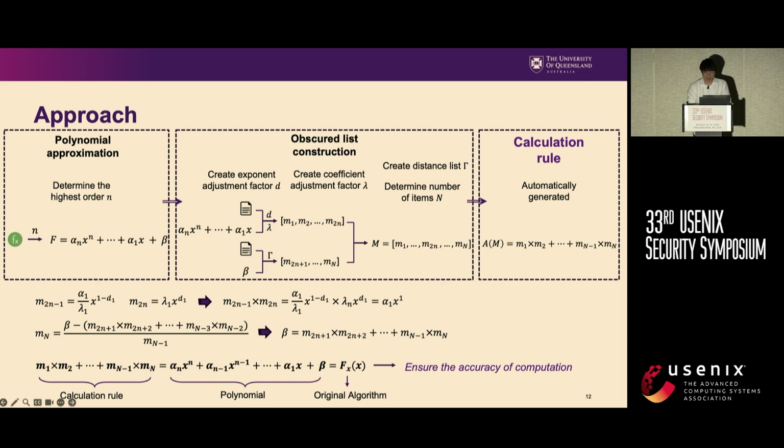constant term. And in the end, the output of this calculation rule equals the result of the polynomial, which in turn represents the result of the original algorithm. This ensures the accuracy of the computation.